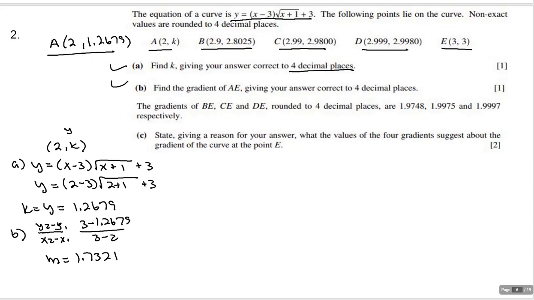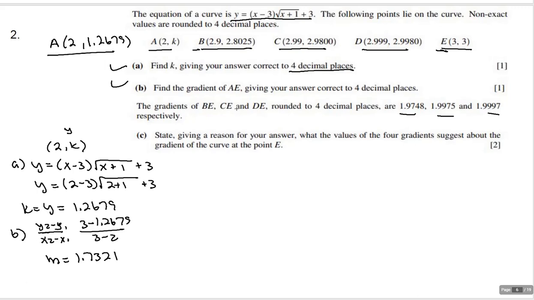Okay, now here I want to explain something about this third part. It says the gradients, the slopes of BE. So that means this point and this point, BE, and then CE, and then DE, rounded to 4 decimal places, are these numbers here. 1, 2, 3. So let's give you kind of an illustration.